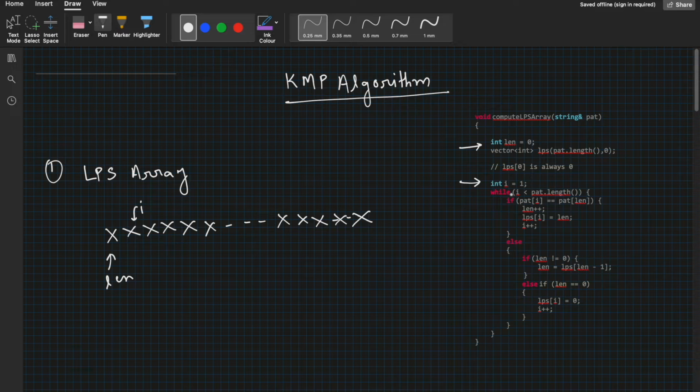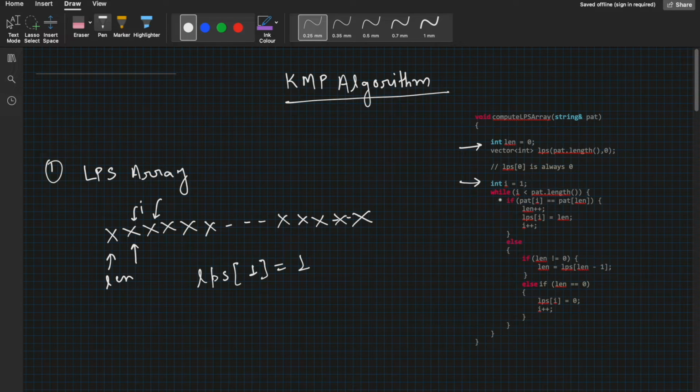So what we do, we move through the whole pattern. So I moves from 1 to pattern dot length, and if these characters are equal, then we update the length and update the LPS. So let's say these two characters are equal, then the length gets updated and LPS of I, so I is 1, that becomes the new value of length, which is now 1, right? And then we increment the I also, and this is how we move forward in the pattern string and keep updating the LPS array, right?